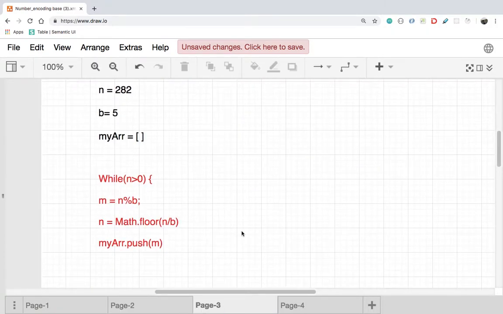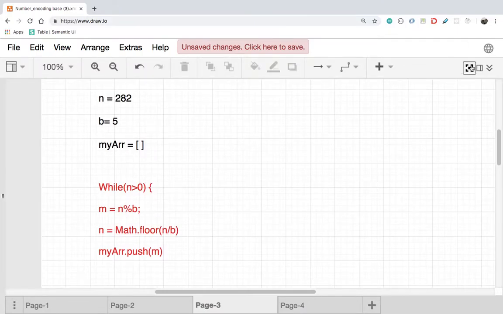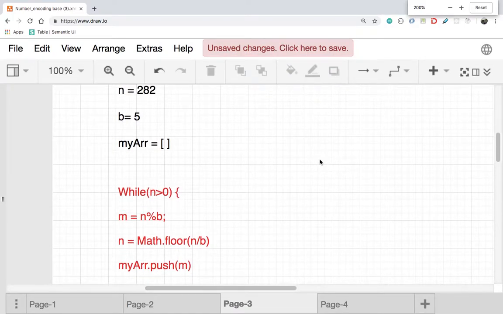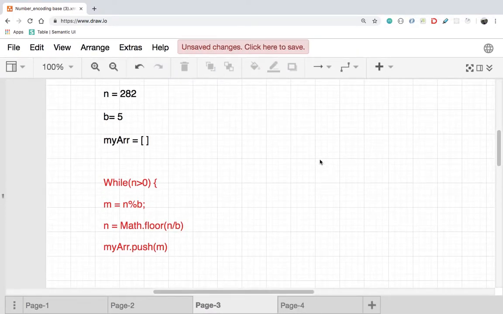Okay, I'm shifting to the third page. Okay, I'm sorry. Okay, this is fine.